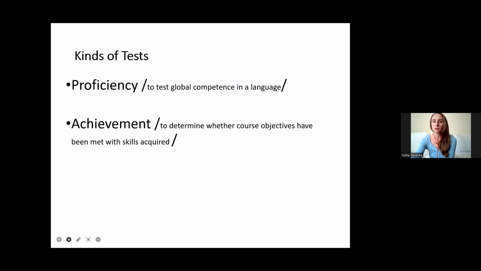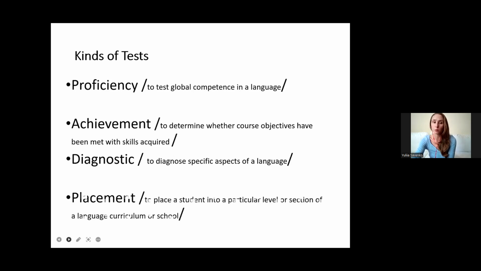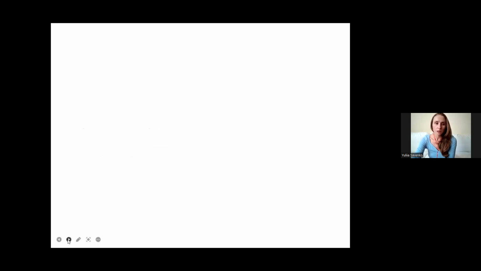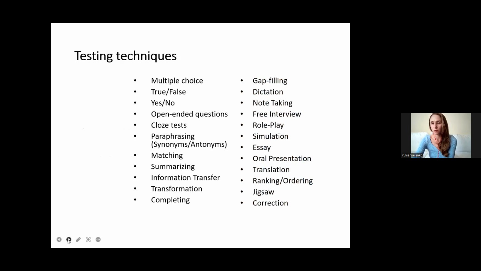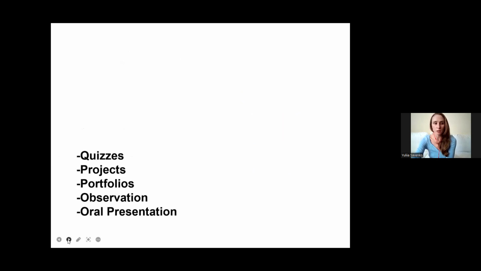Kinds of tests. Proficiency test, it's a global test like IELTS, a global competence in language achievement. The goal of it is to understand whether the course objectives have been met. Diagnostic is to diagnose specific aspects of language, like reading and writing, and placement is to understand the level of your learners. And testing techniques: multiple choice, true, false, yes, no, so different types of activities.